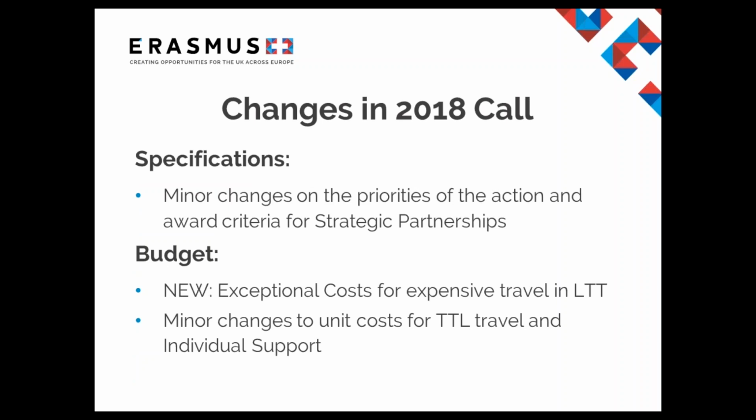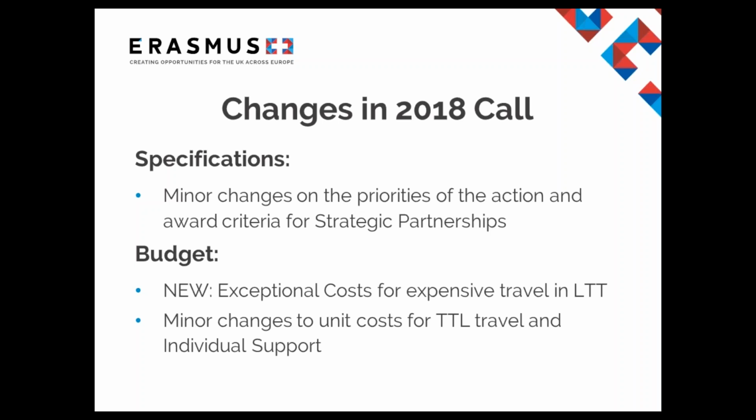In the 2018 call, there have been some changes which it is important to be aware of. Firstly, there have been some changes to the Key Action 2 action priorities, both horizontal and field-specific, so it is very important to refer to the current ones. Also, there have been some small changes to the award criteria.